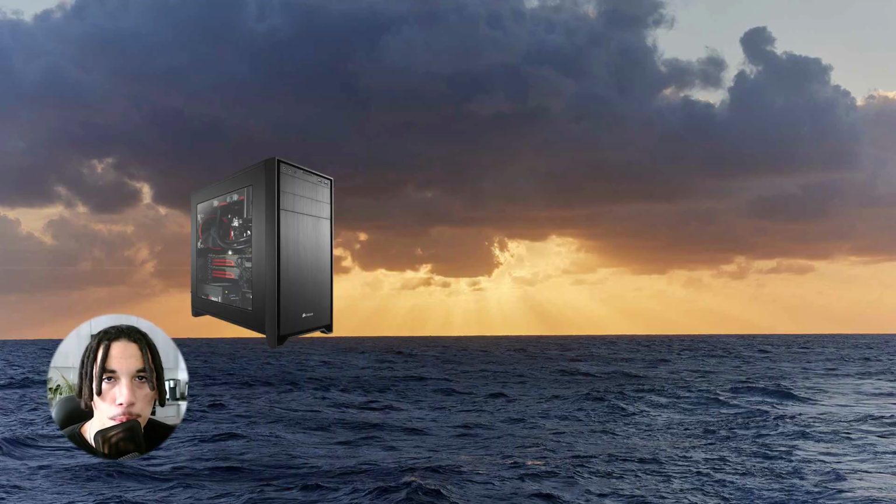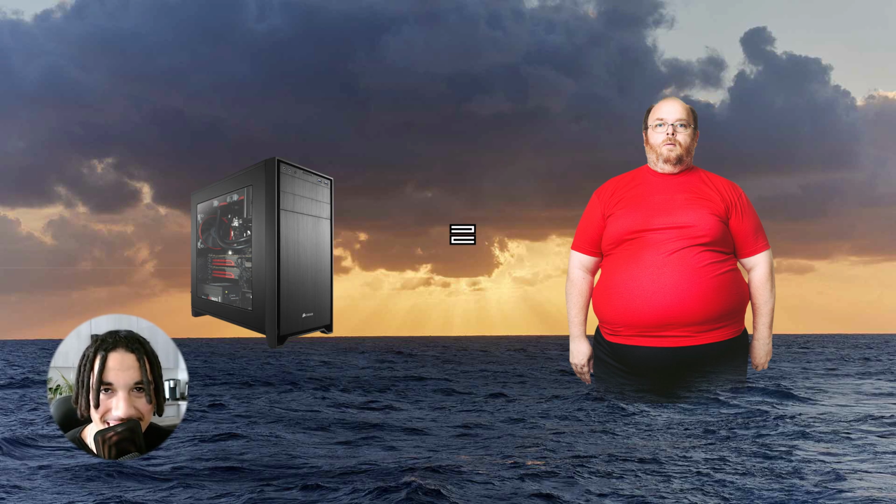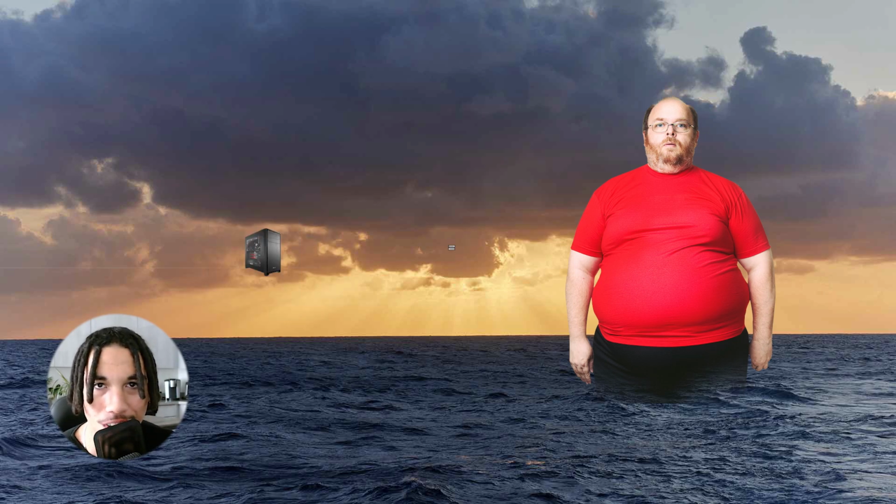The case. Do we really gotta talk about this? If we're going with an analogy of comparing a computer to your body, the case is your body, your skin. The bigger the case, the more things you can put into it. The more storage. Haha, big belly.